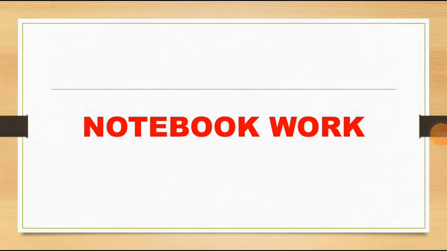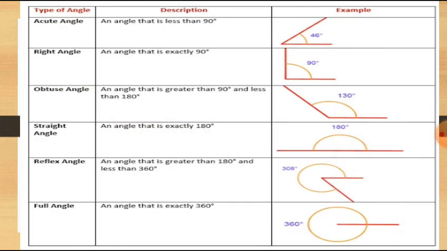Children, now I am going to give you some notebook work. So here is a note of types of angles. Acute angle, an angle that is less than 90 degrees. You can draw the example figure also. Then right angle, an angle that is exactly 90 degrees, and draw the figure like this. And obtuse angle, an angle that is greater than 90 degrees and less than 180 degrees. You draw like this the example. Straight angle, an angle that is exactly 180 degrees. Reflex angle, an angle that is greater than 180 degrees and less than 360 degrees. And then full angle. Full angle means this is the complete angle.